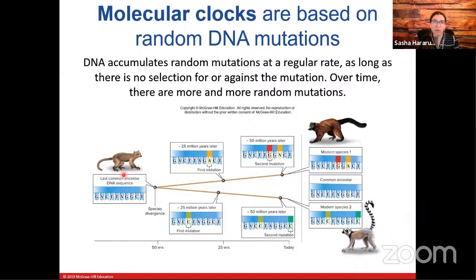So although it is possible to date the age of a species using the molecular clock, it's pretty tricky to control for natural selection. It's pretty tricky to prove that this particular mutation did not benefit the species, that it was not selected for over time.